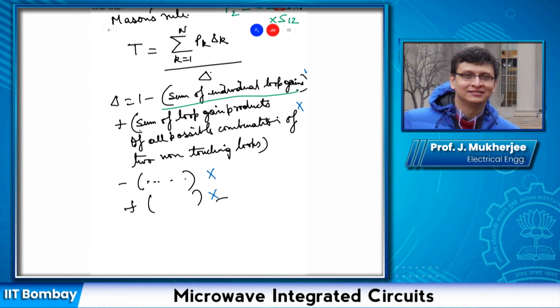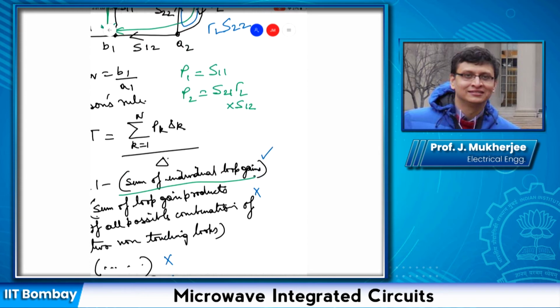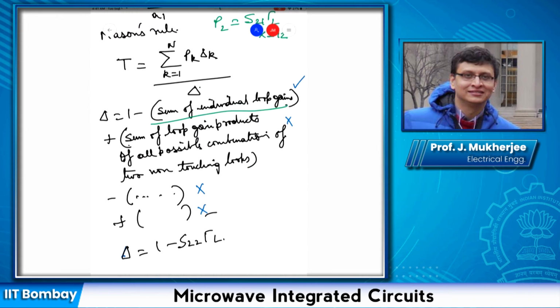So our delta becomes simply equal to 1 minus, there is only one loop gain, and that is S22 gamma L. Okay, so this is delta.